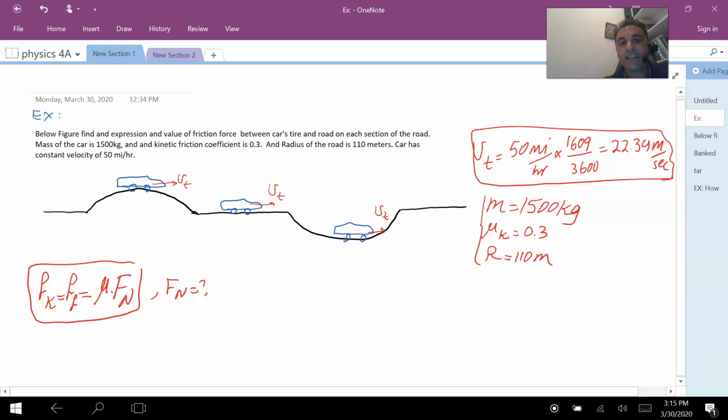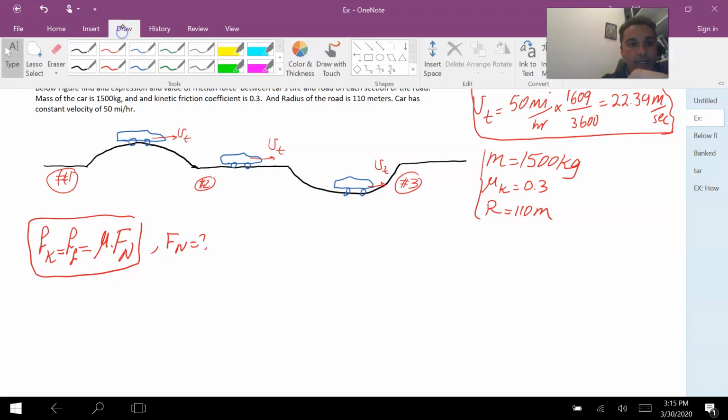So we have three sections in this problem. One section is this section, where the car is at the top of the hill. One section is the flat section. One section is where the car is at the bottom of the hill. Okay, so I'm going to say, this is part one. This one is part two, the flat section. And this section is what? Part three.